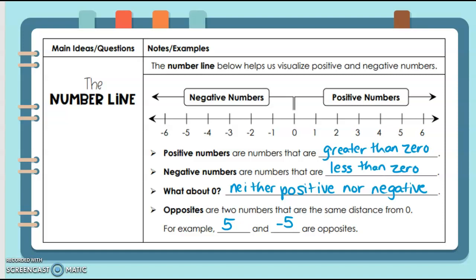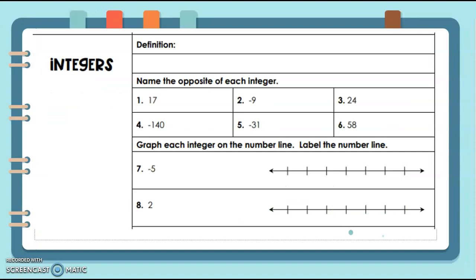Opposites are two numbers that are the same distance from 0. For example, we have 5 right here. If I had asked you to graph the opposite, it would be negative 5. 5 and negative 5 are opposites. Feel free to pause this video if you need to copy some things down.